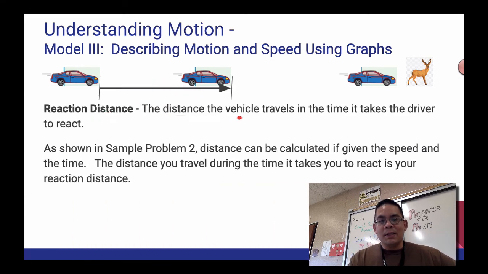It is the distance the vehicle travels in the time it takes the driver to react. You see it here, you finally brake here, this is the time it takes for you to react. The longer your reaction time, the longer this distance will be. And as shown in sample problem number 2, distances can be calculated if given the speed and the time. The distance you travel during the time it takes for you to react is called the reaction distance.